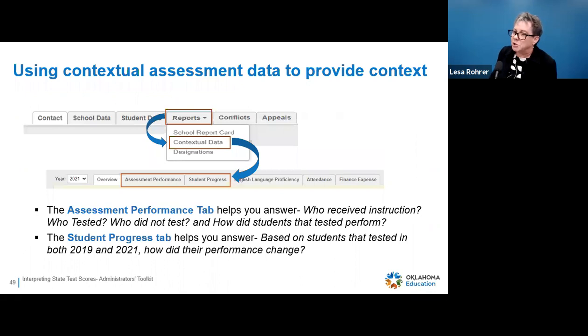Let's recap. Two places to look when we're in accountability reporting. This is our contextual assessment data. Our contextual data includes all of the students that we had enrolled at the end of the school year, so it gives us a more holistic picture. The assessment performance tab is going to help us answer who was enrolled. It helps us answer how enrollment changed. It helps us know who tested. It helps us understand who did not test. It helps us then to connect that to how students performed. Student progress tab, if we're in an elementary or middle school, is going to look at, based on students that tested in 2019 and 2021, how did their performance change?